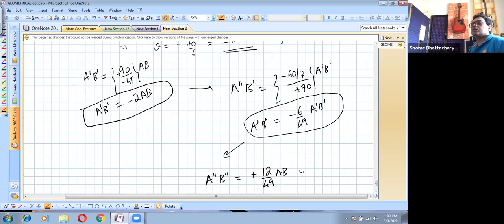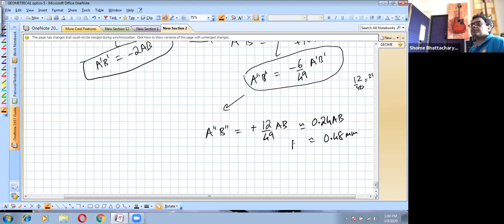That is approximately, you can take 49 as 50, so that will become 12 by 50 or 24 by 100, so approximately 0.24 times AB, approximately 0.48 millimeters, but it will be upright. The final image compared to the original object will be upright.